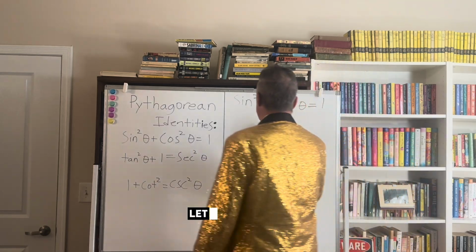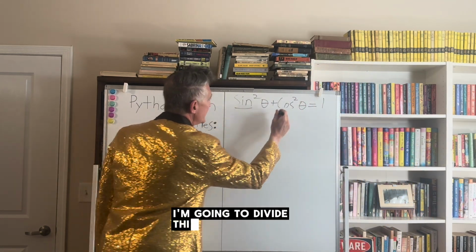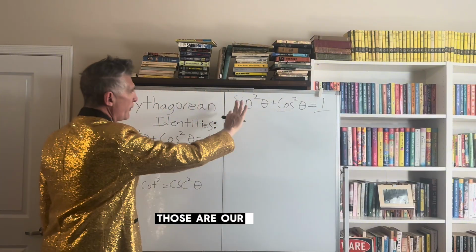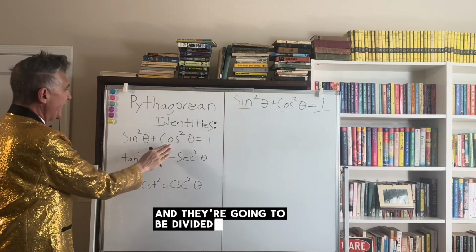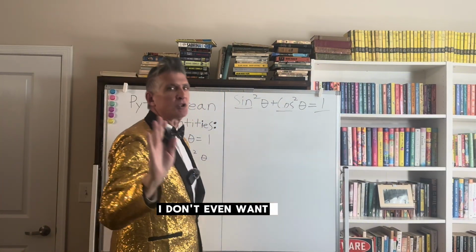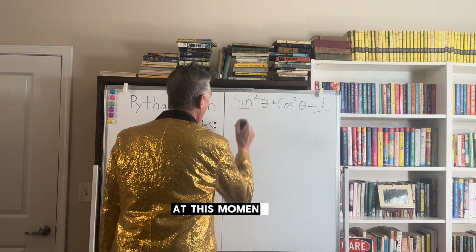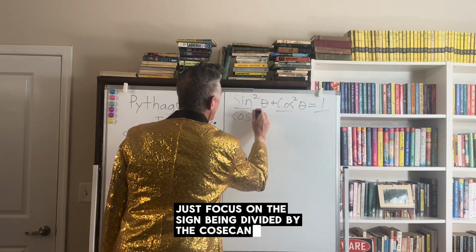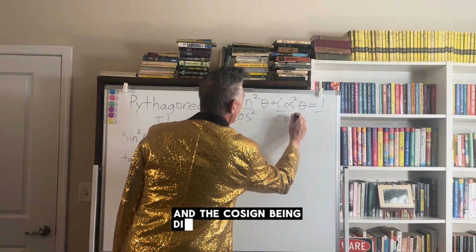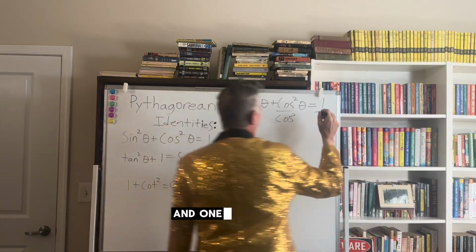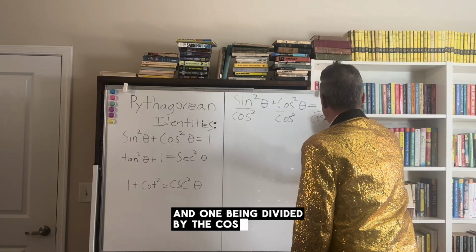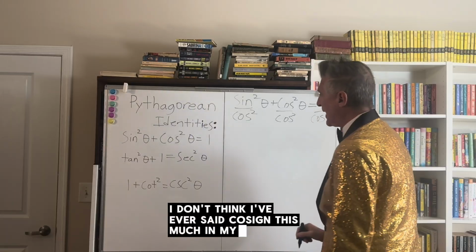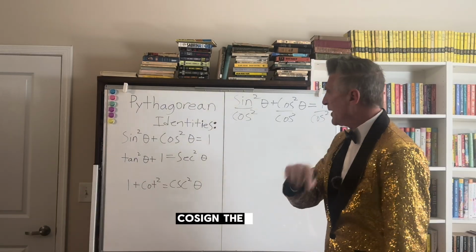So here goes. Let me just step over here. I'm going to divide this and this and this. Those are our three terms, and they're going to be divided by our cosine. I don't even want you to concern yourself with the squares at this moment. We'll get to those in just a minute. Just focus on the sine being divided by the cosine, and the cosine being divided by the cosine, and 1 being divided by the cosine. I don't think I've ever said cosine this much in my whole life. Cosine. There we go. One more.